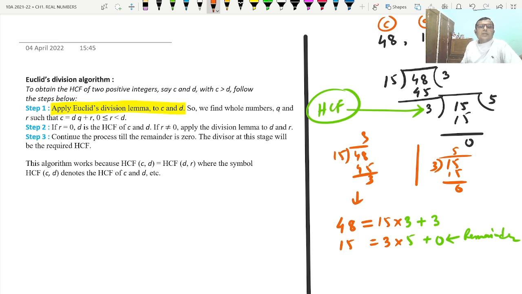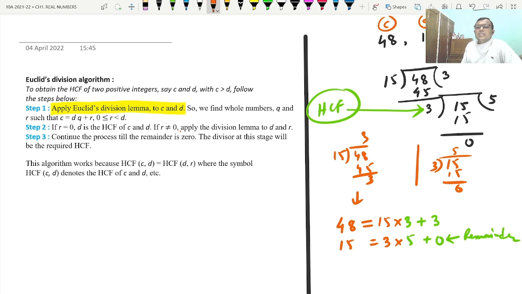Now if the remainder is 0, you will stop. If the remainder is not 0, we have to divide again. This is what it is saying. If R is equal to 0, D is the HCF. Had this been 0, 15 would be the HCF. Now since this is not 0, if R is not 0, apply the division lemma to D and R.